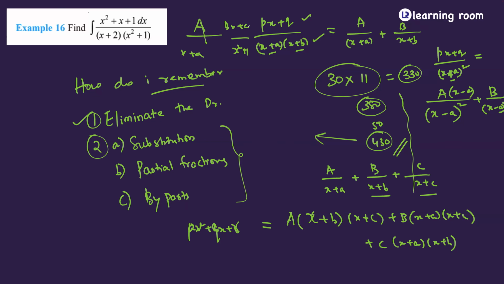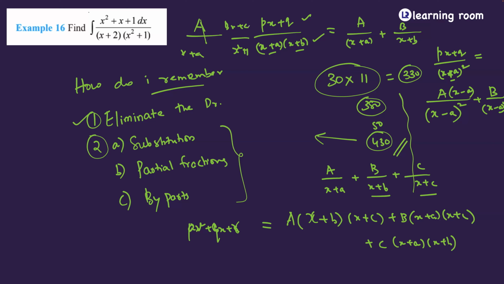So what is the value of A, guys? A is 3 by 5. B is 2 by 5. Then C is 1 by 5. So the answer should be 3 by 5 times log of x plus 2. And you have 2 by 5 times x by x square plus 1. So multiply and divide it with 2. You will get 2 by 10 into log of x square plus 1.